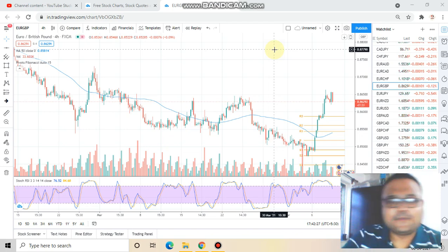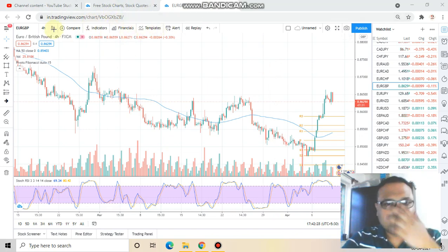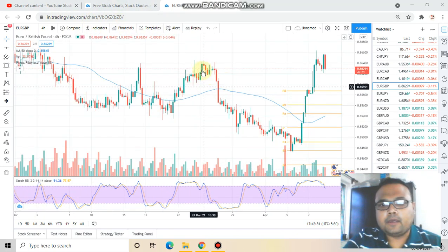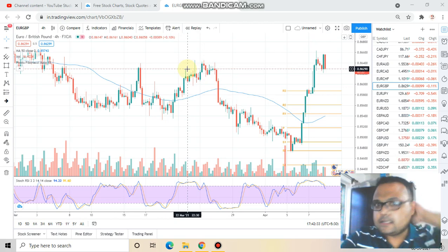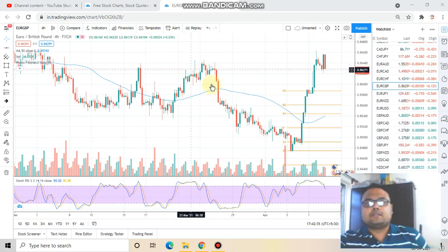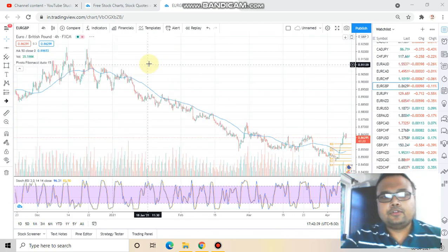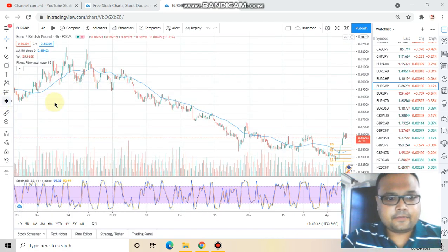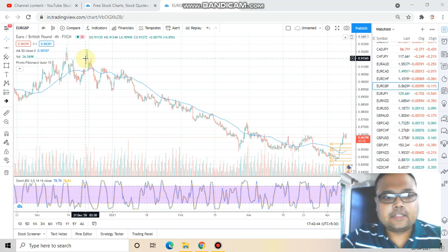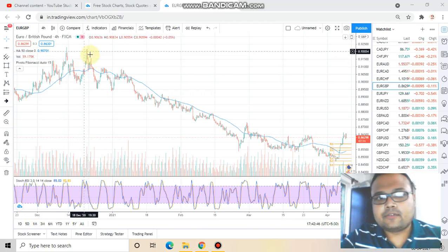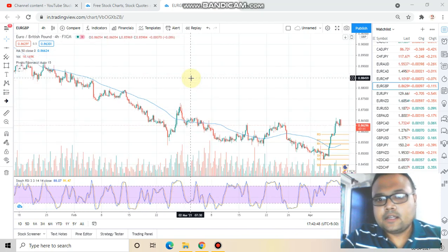So let's get started. So this is the present chart of Euro GBP. As we all know, this pair is in downtrend for the last 3 to 4 months. Okay, let me show you. See, this is the chart of Euro GBP, and you can see that Euro GBP is in downtrend since December. It started falling from December, and still it is in downtrend.